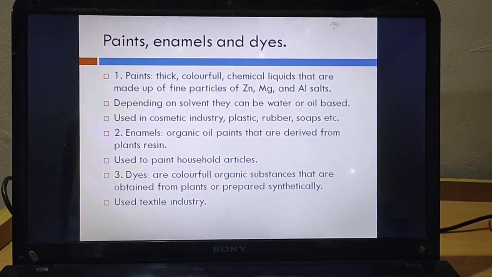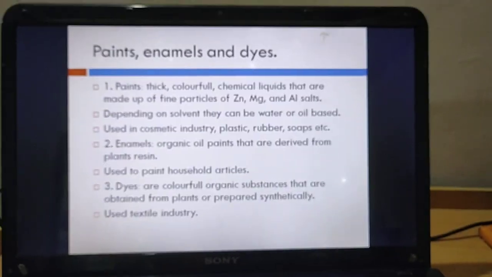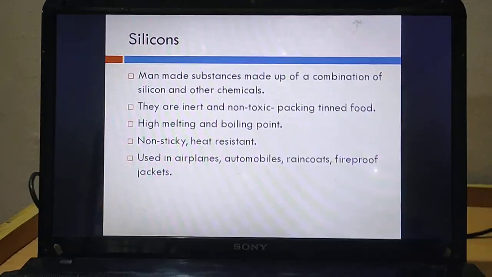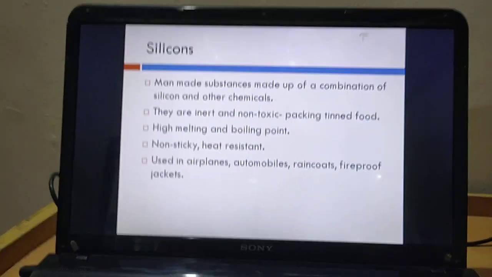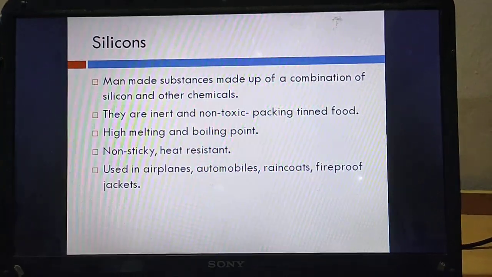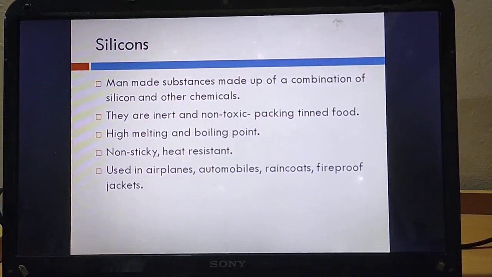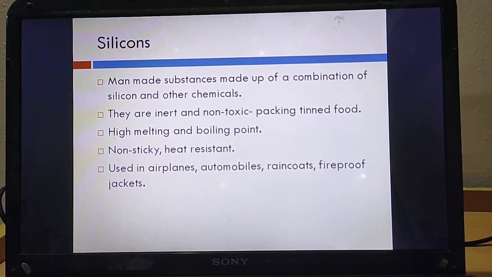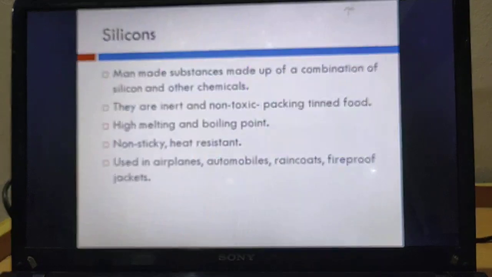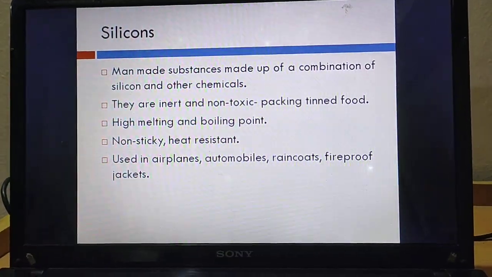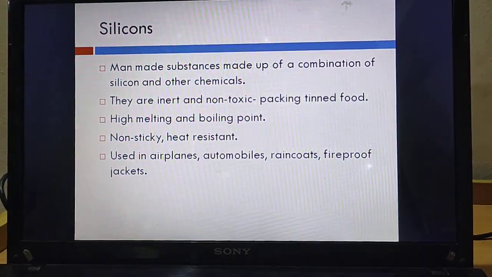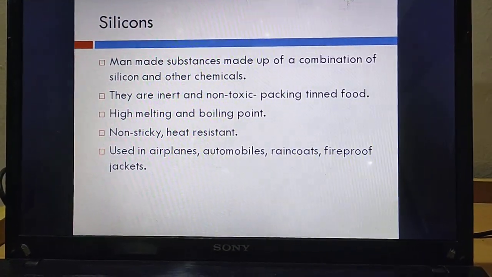After dyes, the next part of the lesson is about silicones. Now silicone, again one of the new inventions in chemistry. You must have observed in your kitchen that many of the spoons or spatulas are made up of silicone. So what is it? Silicone is a man-made substance made up of a combination of silicon and other chemicals. They are inert and non-toxic. That's why they are also used in packing of tin food.